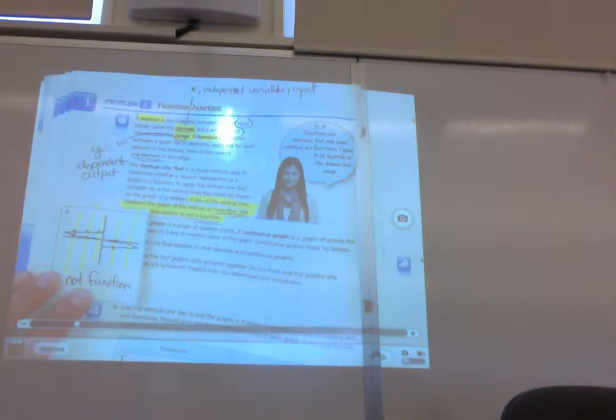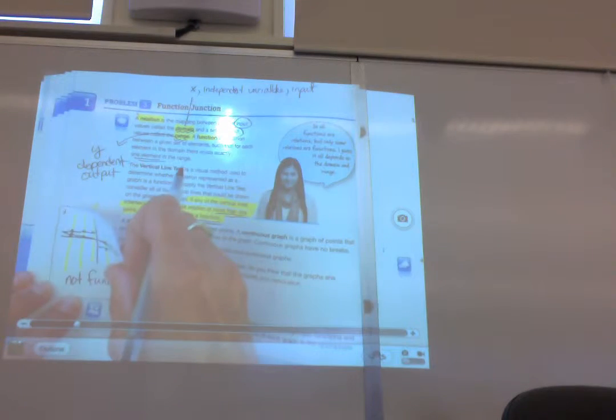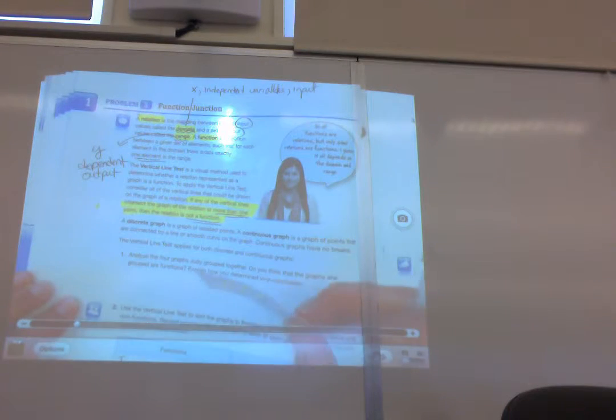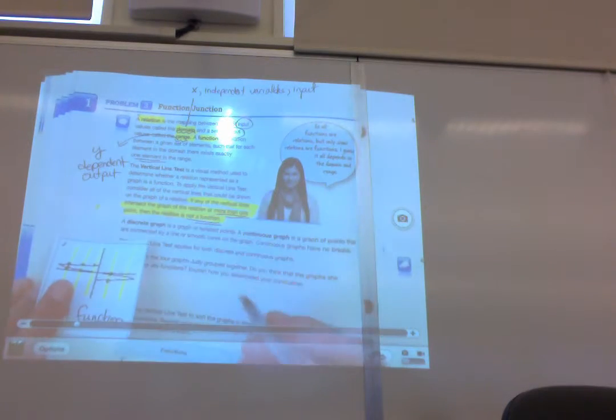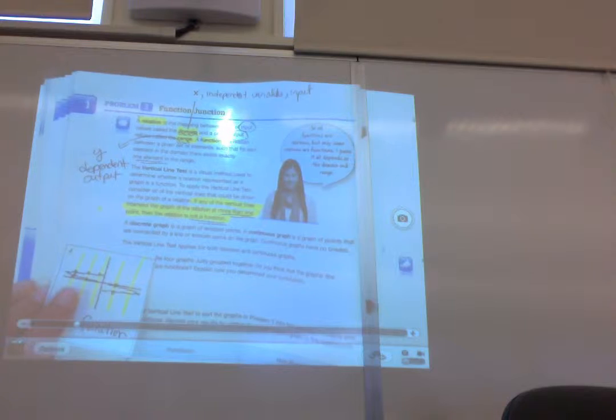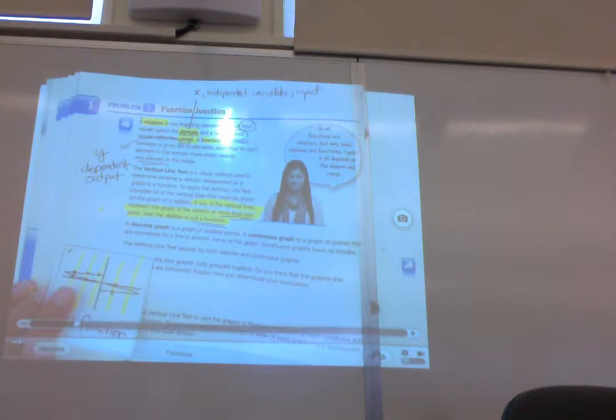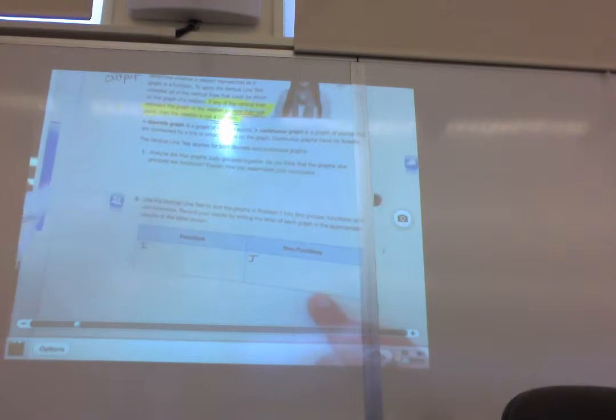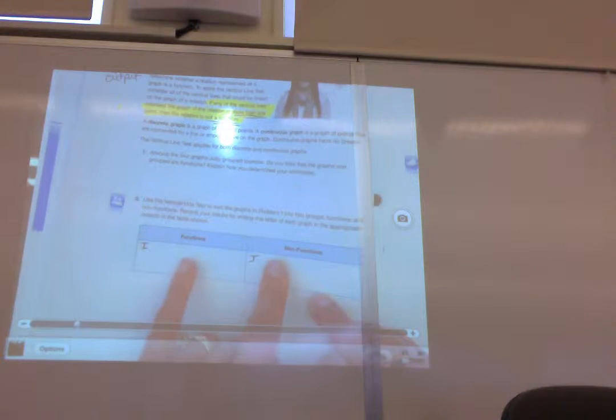Okay, so for the vertical line test, again, you have to use up and down. It's not a horizontal line test, it's a vertical line test. And it's a test for determining a special category of these graphs that are called functions. I'm going to put a J over here at the bottom of the page in the 2 boxes. So far I have I as a function, J as not a function.